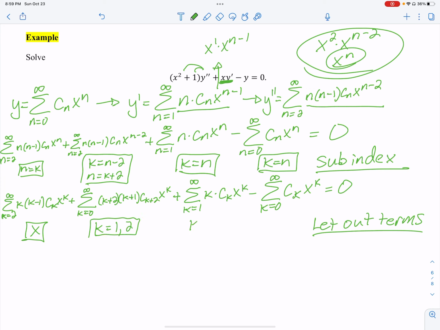Okay, this one, I need to get to 2, so I've got to let out 1. And then this one, I've got to let out 1 and 2. If I do all that, then they will all be k equals 2. That's the goal there. So I let all those out.